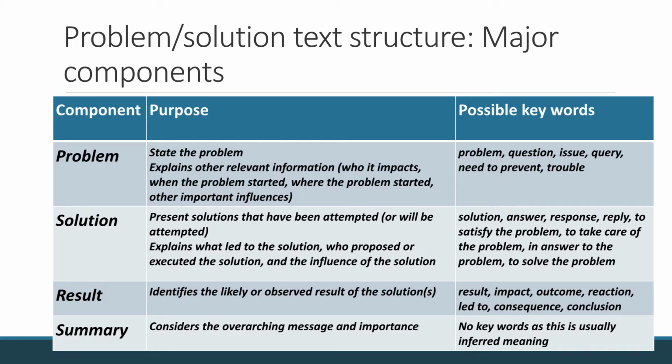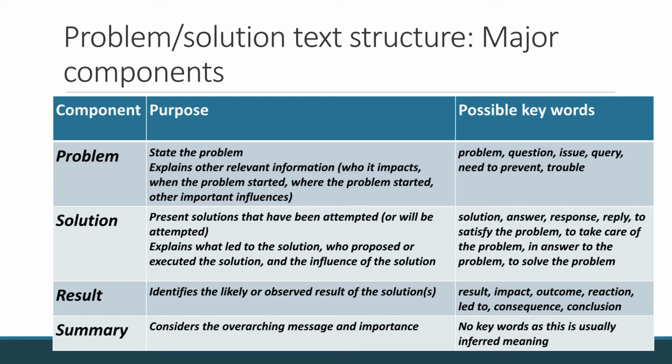The key components in most problem-solution texts include the problem, the solution or solutions, and the result or results of the solution. Each component has a specific purpose. Also, there may be key words that will help you identify the different components. Both of these elements are explained next.